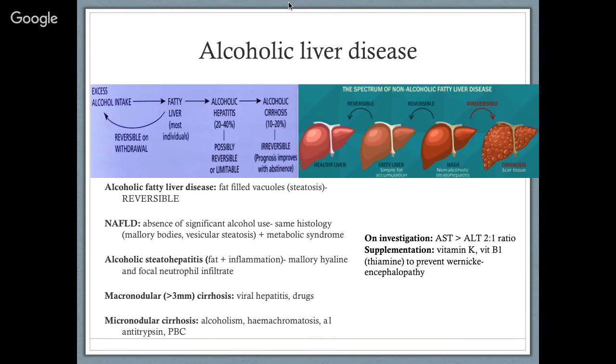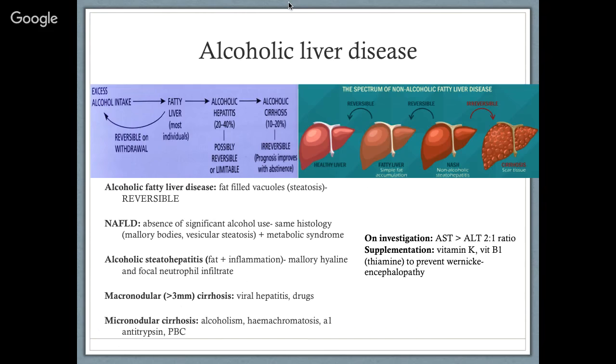Alcoholic liver disease, again, is one of those things that's really well covered in your pathology lecture. But the concept that it's important to wrap your head around now is that it's a spectrum. It's not that you go straight from drinking alcohol to cirrhosis. There's steps in between. Excess alcohol intake can lead to fatty liver, which is reversible if you abstain from alcohol. If you keep on going, you might get alcoholic hepatitis, which is possibly reversible. And if you keep on going again, that can lead to alcoholic cirrhosis.